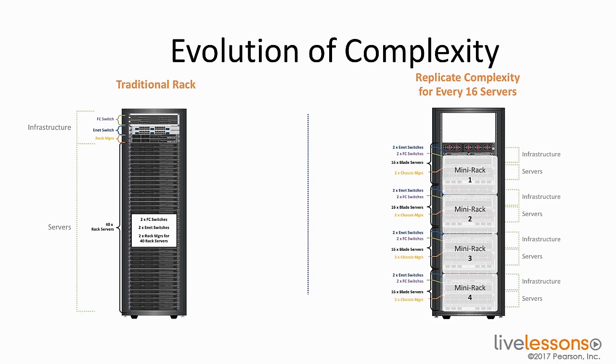The problem is we basically took that same rack architecture and we built it into the blade chassis. So now we needed 2 Ethernet switches and 2 Fibre Channel switches for every 16 servers that we plugged into a chassis. And that chassis needed to be managed, so then we had to have additional chassis managers. And we just replicated that over and over again per rack.